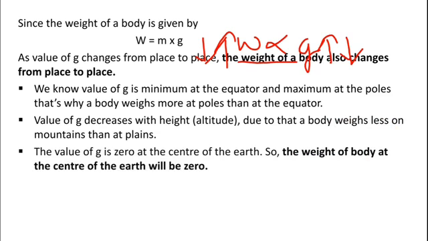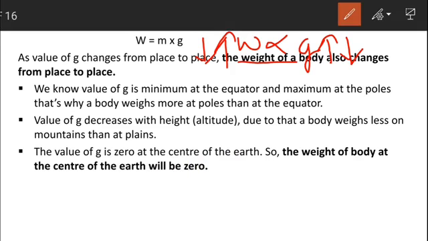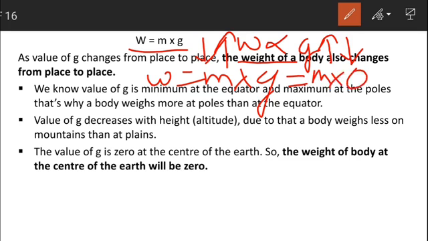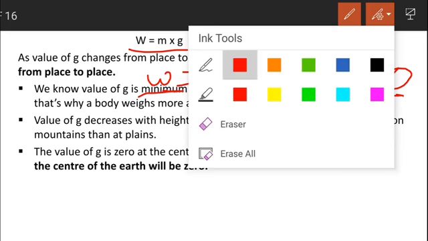And again we have learned the value of g is 0 at the center of the earth, because as we go deep inside the surface of earth, the value of g is going to decrease, and at the center of the earth it becomes 0. So from this equation you can see W is equal to m into g, and at the center of earth g becomes 0. So what we can write, m into 0, and m into 0 is equal to 0. It means the weight becomes 0 at the center of the earth.